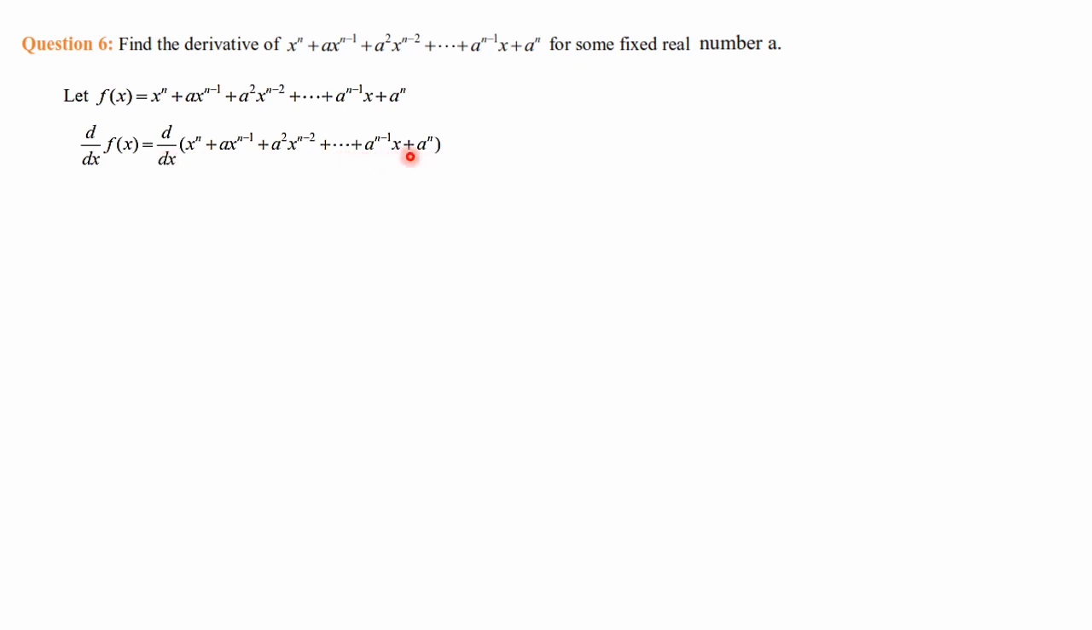By using the algebra of derivatives, let it expand. So d by dx of x power n, plus a is a constant, so a into d by dx of x power n minus 1. And here a square is a constant, let it be outside, d by dx of x power n minus 2, plus etc. plus here a power n minus 1 is a constant, so a power n minus 1 into d by dx of x, plus a power n into d by dx of 1, because here 1 is there. That's why d by dx of 1 is coming here.